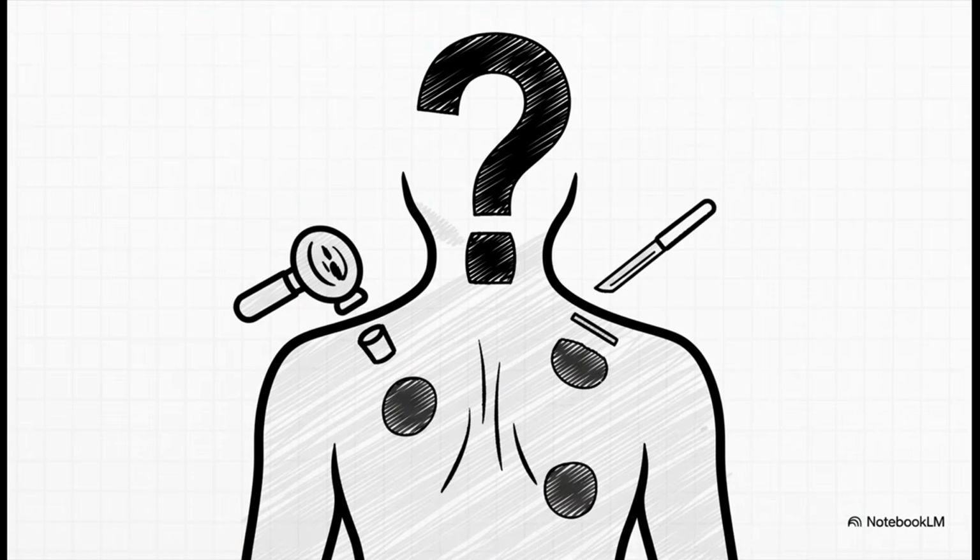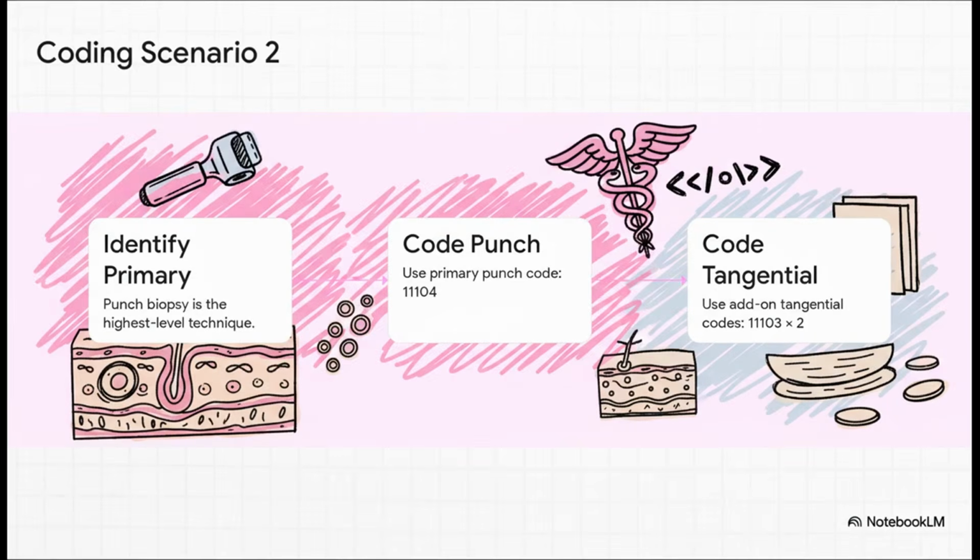What happens when you have biopsies that use different techniques? For example, say a patient has 1 punch biopsy and 2 tangential biopsies. Now here's where a new rule comes into play, and it's a big one. When you have different techniques, you have to figure out which one is the highest level procedure. That one gets to be your single primary code. A full-thickness punch biopsy is more involved than a superficial tangential one, so it wins. The punch gets the primary code 11104. That means the two tangential biopsies both become add-ons, and you'd code them as 11103 times 2.